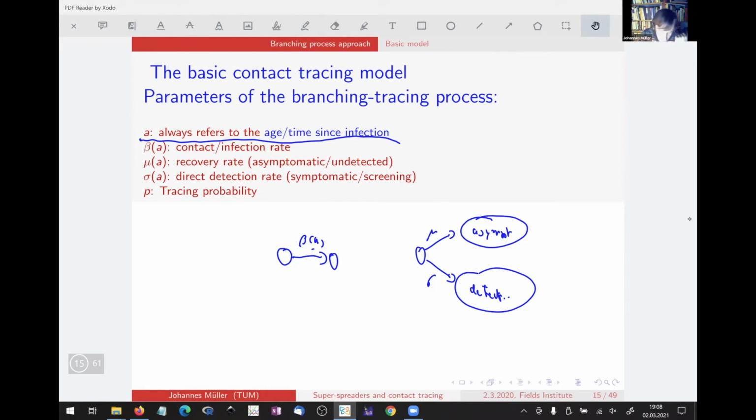And of course, we have additionally this tracing probability. So each edge of an index case has independently the probability P to get detected. So these are all the parameters. And so we have something like a branching tracing process or birth-death tracing process. And I will often say birth for infection and death for recovery. So that's not really death.